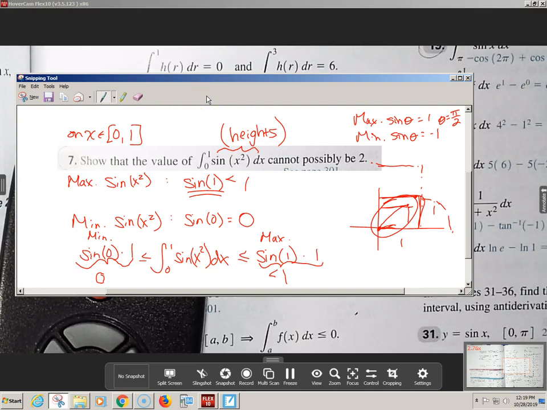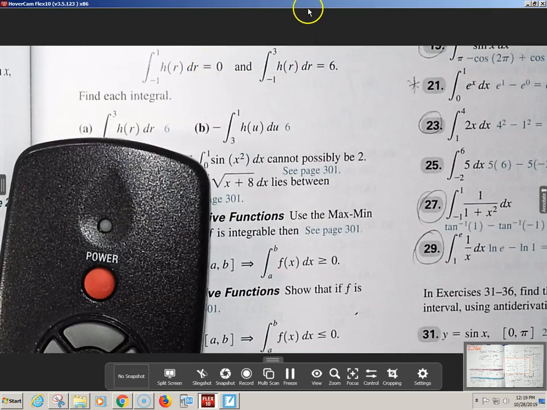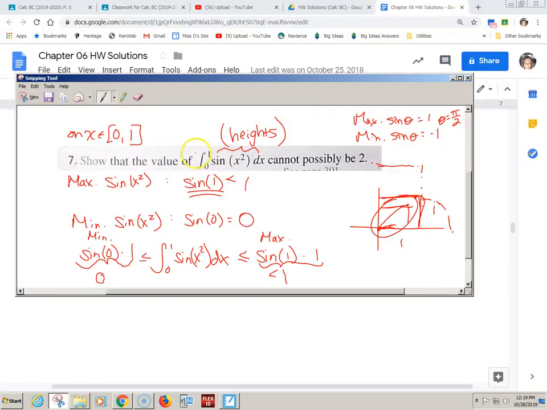All right, cool kids. With that, no more homework questions. Going once, twice, and solve. Okay, here we go. Section 6.4. Let's go play with FTC.